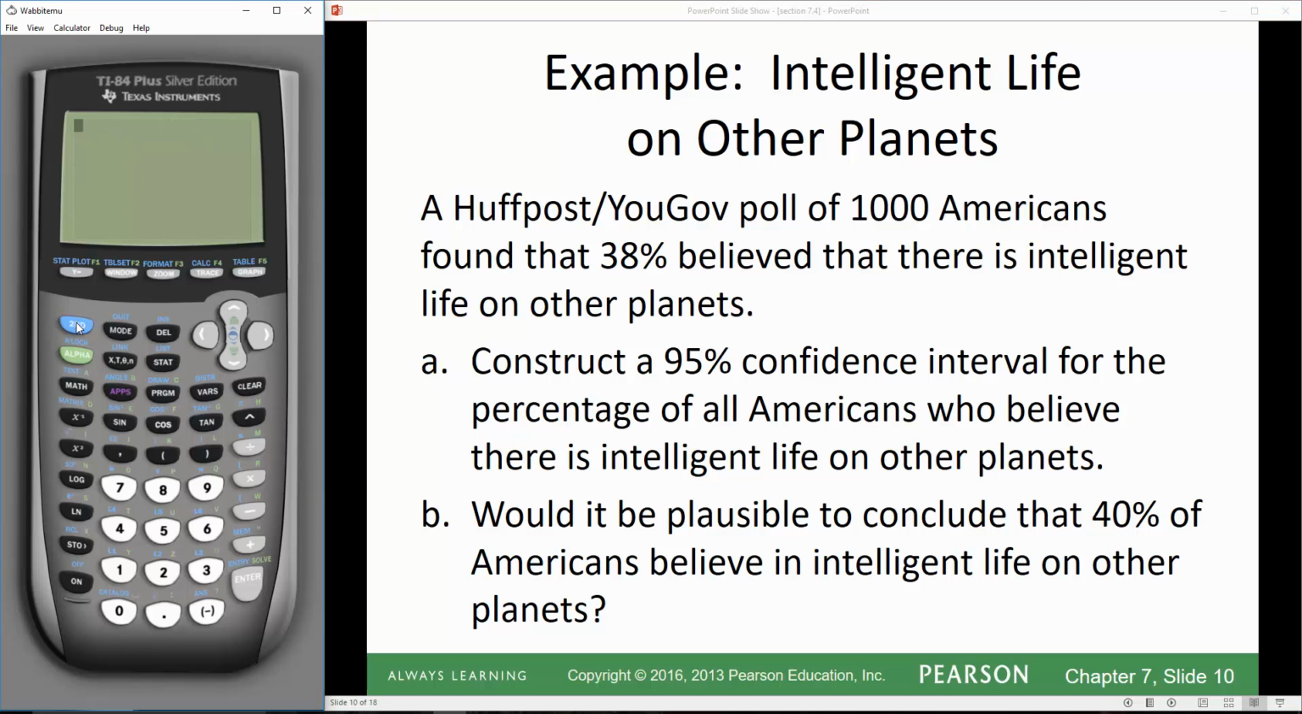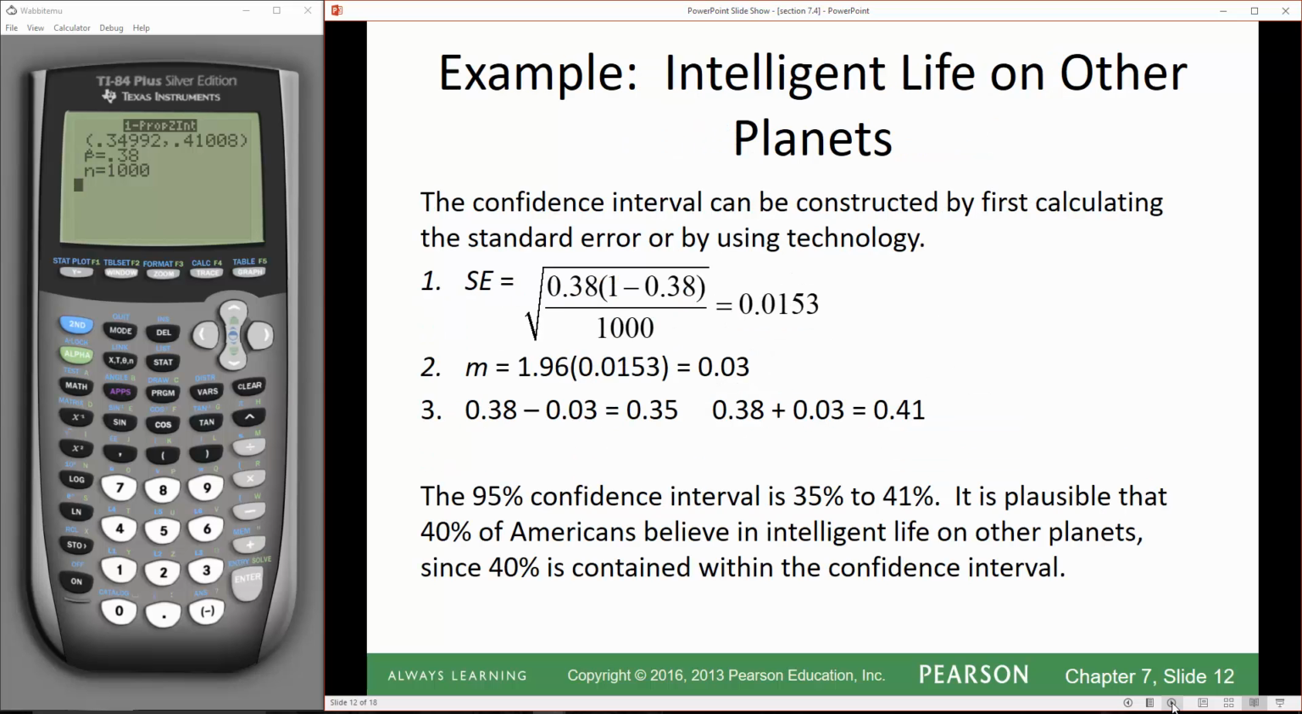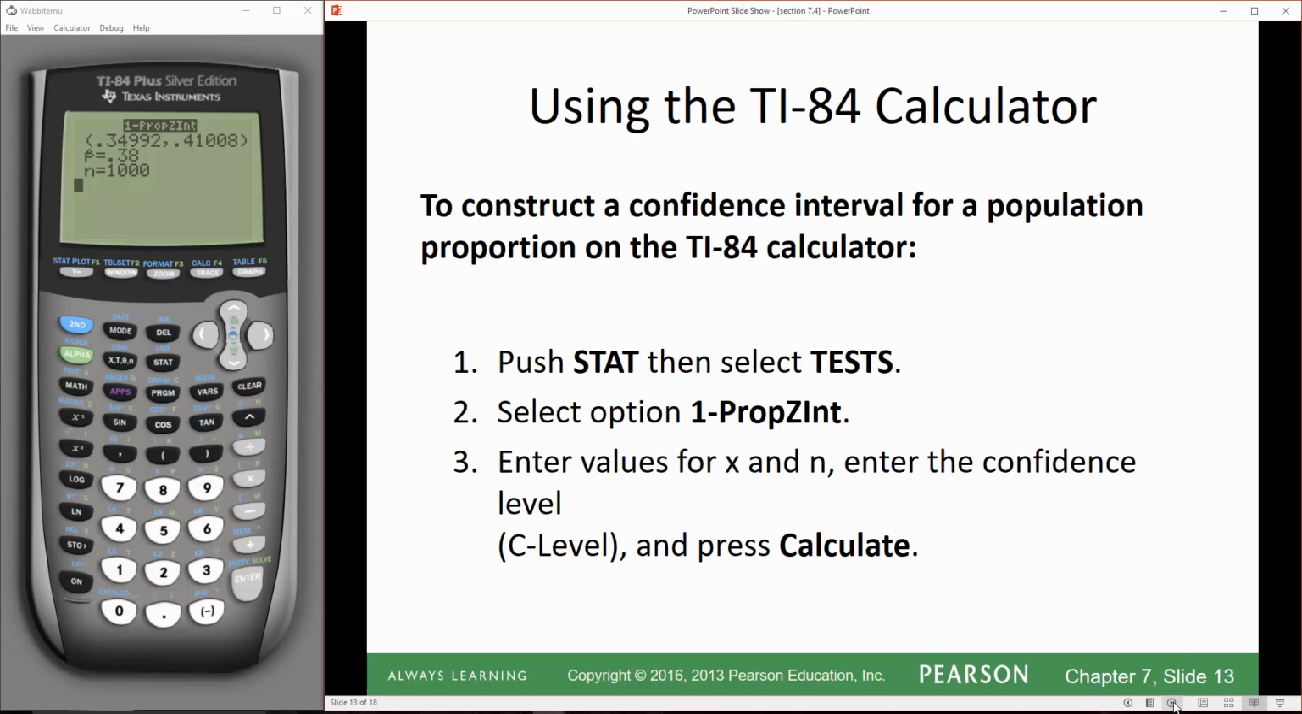Oops. I must have hit enter too many times. So we are on option A, right? So my values are still saved. Calculate. There we go. Now I have those values. So if we go back to the problem, we want it in between 35% and 41%, right? So if I round those, that is accurate, right? So your calculator is going to be a little more accurate than doing this calculation by hand, right? So that's one easy way you can do that.